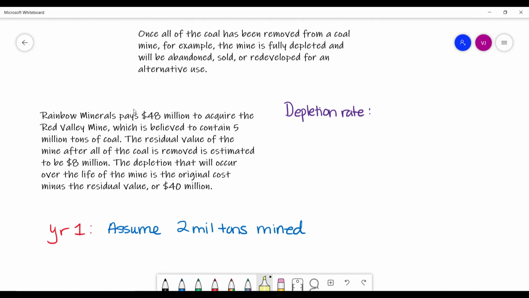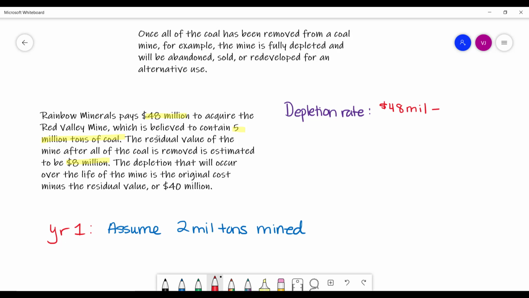Rainbow Minerals pays $48 million to acquire the Red Valley Mine, which is believed to contain 5 million tons of coal. The residual value of the mine after all the coal is removed is estimated to be 8 million, assuming that's what they can sell the space for. The depletion that will occur over the life of the mine is the original cost minus the residual value, or 40 million.